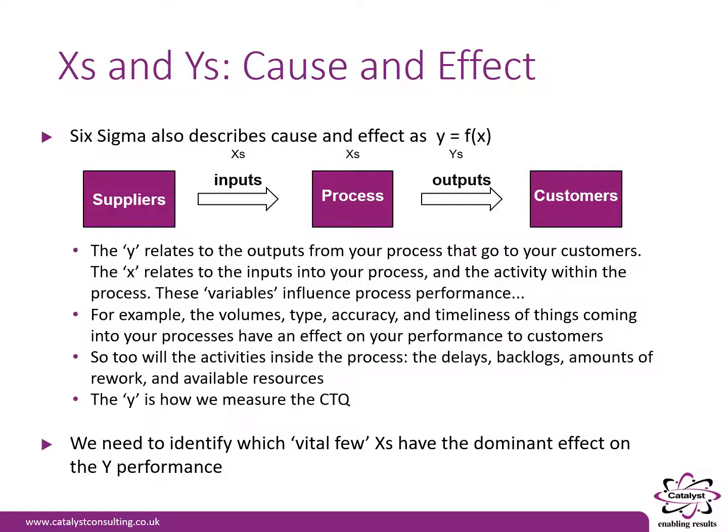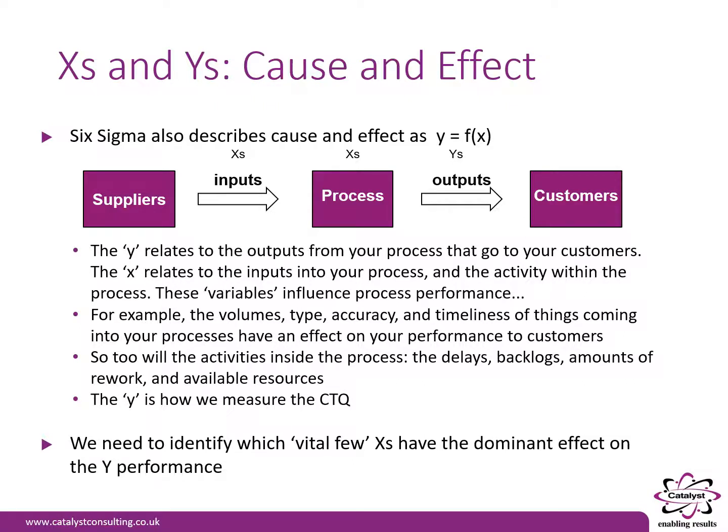The key focus of Six Sigma is on cause and effect. In other words, the factors in the process or the inputs to the process which influence the outputs. In Six Sigma, we call this Y as a function of X. The Y relates to the outputs from your process that go to your customers, and the X's relate to inputs in your process and the activities within the process, or variables which influence process performance. The volumes, type, accuracy and timeliness of things coming into your process, for example, have an effect on your performance to customers. So too will the activities inside the process, the delays, backlogs, amounts of rework and available resource will all influence process performance.